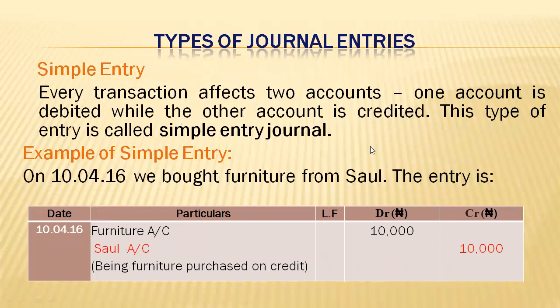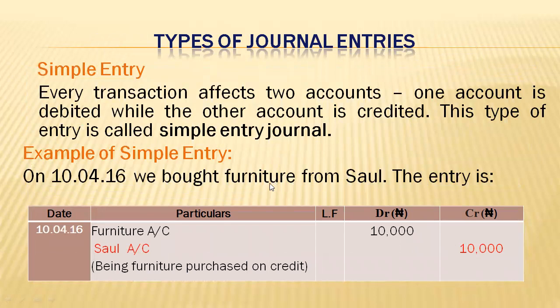So for a simple entry journal, one side will be debited and the other side will be credited. That is why we have here, we bought furniture from Saul. And the transaction is that if we are buying furniture, what happens? We have to debit the furniture account.